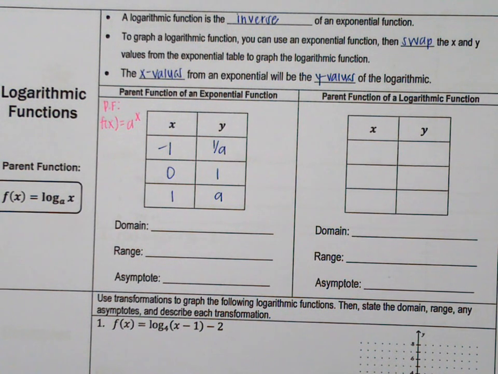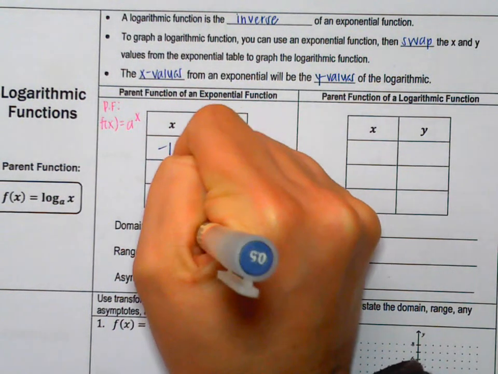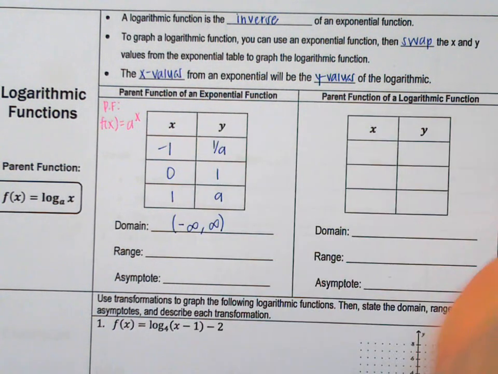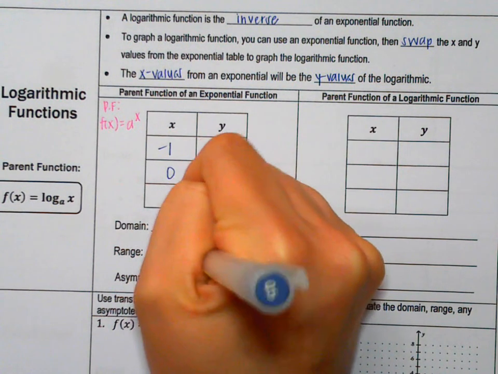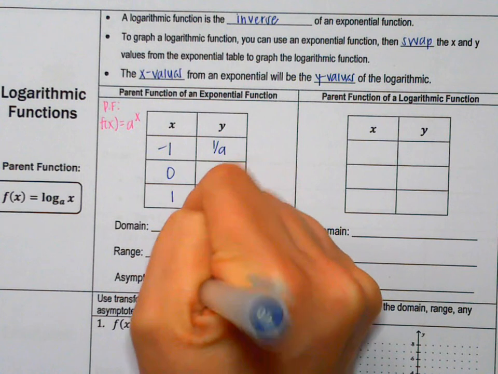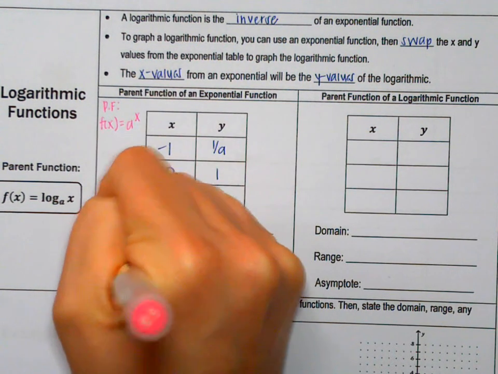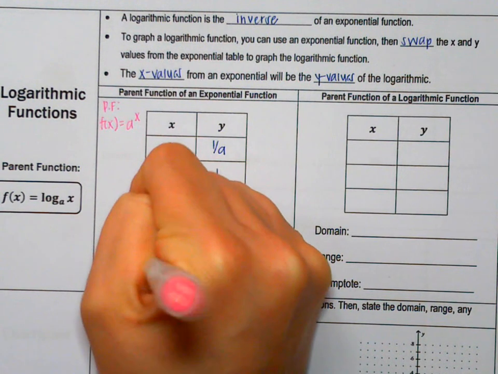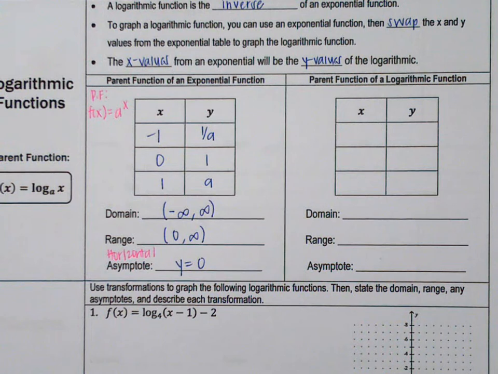Of course we know the domain of any exponential is all real numbers. The range of any exponential is 0 to infinity. And we have a horizontal asymptote at y equals 0. So in an exponential, we know it's a horizontal asymptote. This is stuff that you've already covered. You've already seen the parent function of an exponential function.